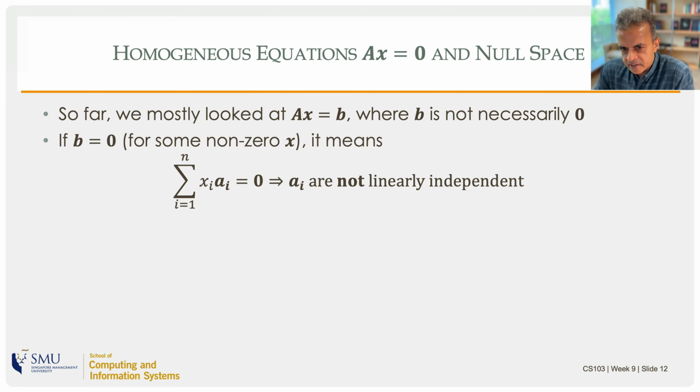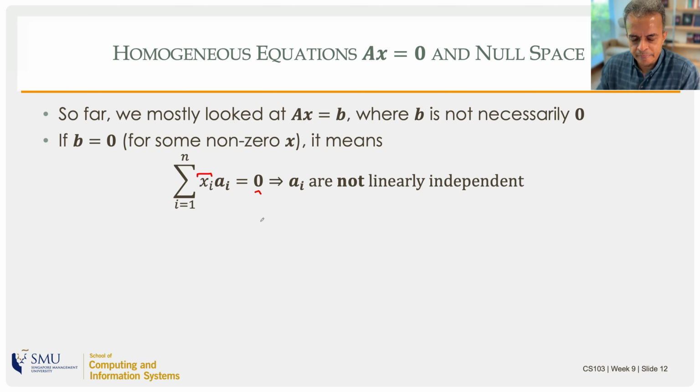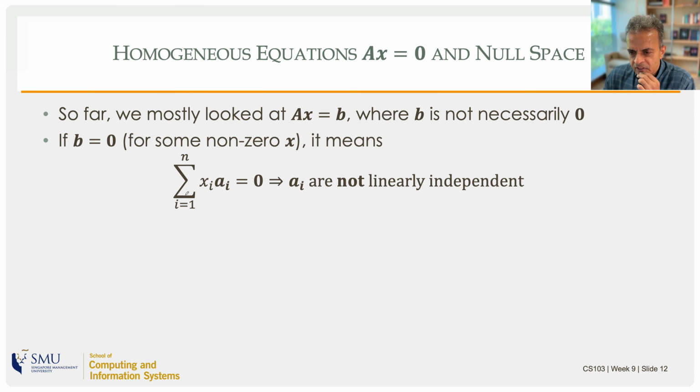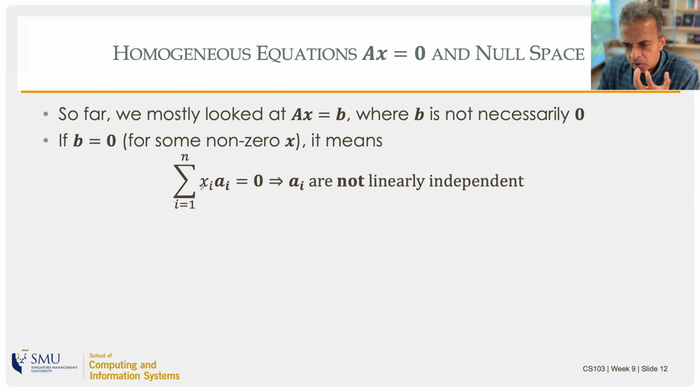So what that means is that a linear combination of the columns of A is going to give you 0. Obviously, if all the xi's are 0 here, you will get a 0 vector. That is what we mean by a trivial solution. If there are some solutions where some of the xi's are not 0, but the linear combination is 0, then that would mean that there is a non-trivial null space.